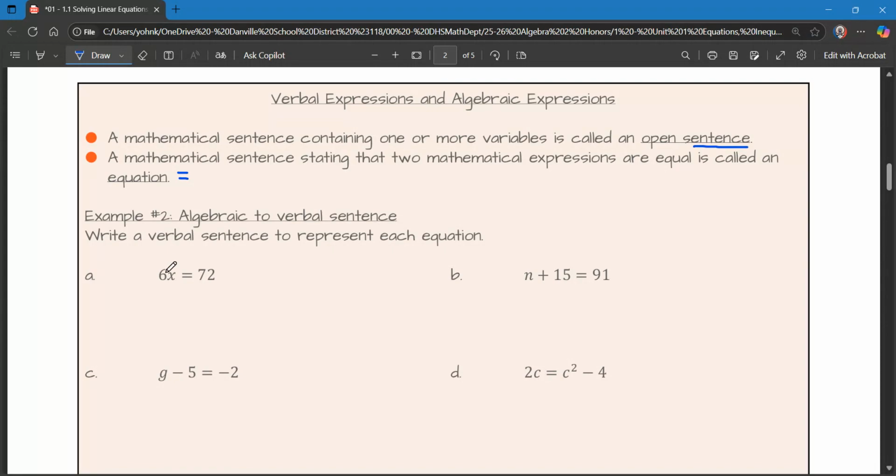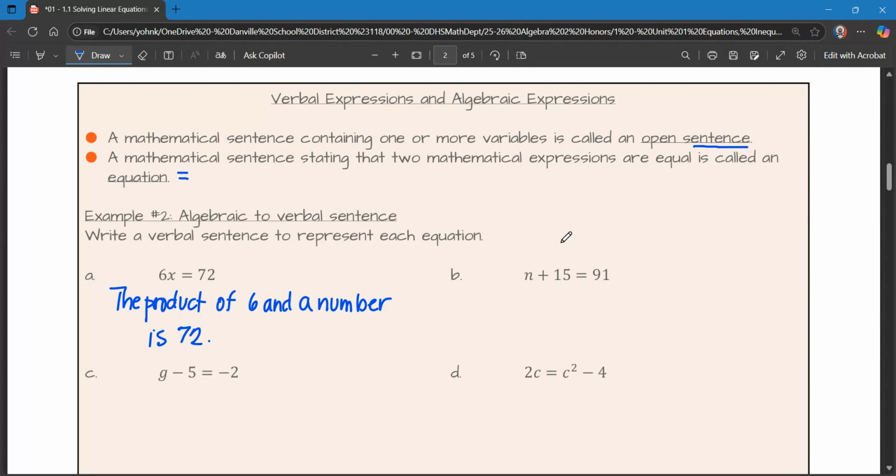So letter A says 6x equals 72. So let's think. Well, 6x is the product of 6 and a number. Now to represent the equal sign, I can use the word "is." It's the easiest way. 72. The product of 6 and a number is 72.